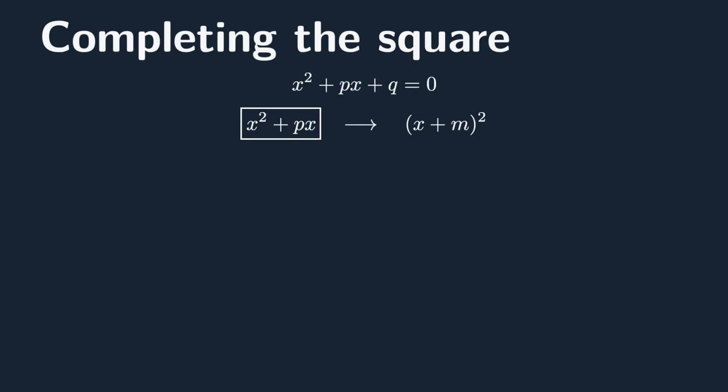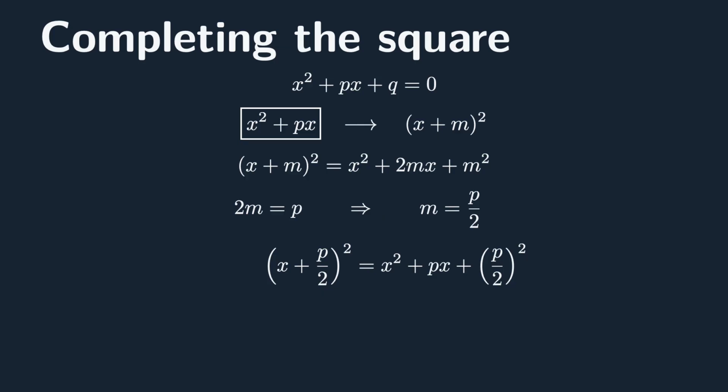Start with the general bracket squared, the quantity x plus m squared. Expanding it gives x squared plus 2mx plus m squared. To match x squared plus px, the middle term, 2mx, has to match px. So 2m equals p, which means m equals p on 2. This is why the bracket becomes the quantity x plus p on 2 squared.